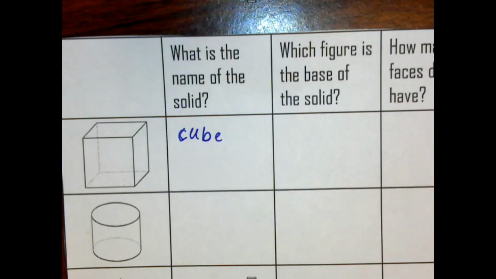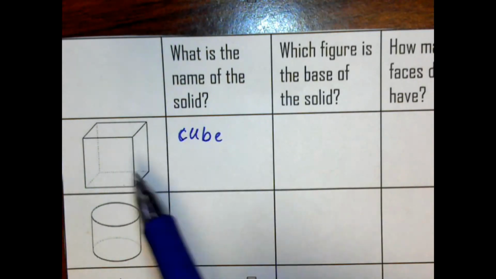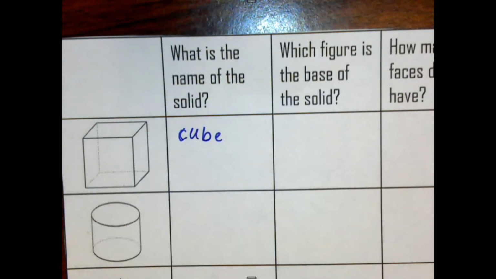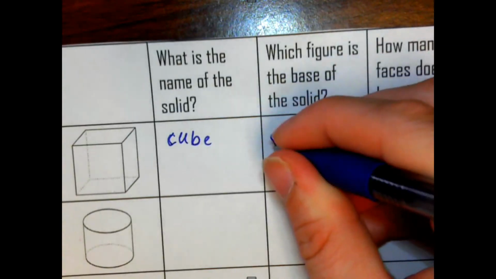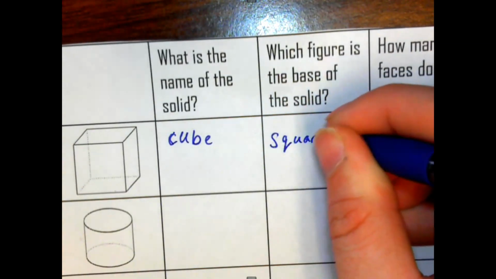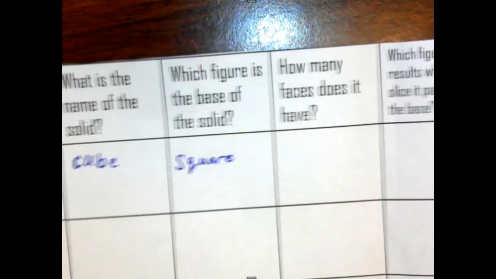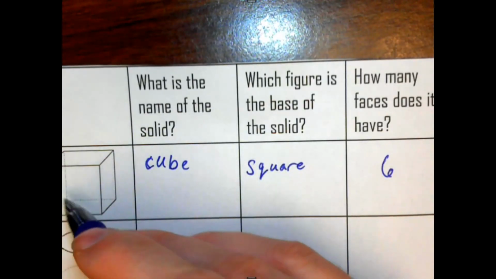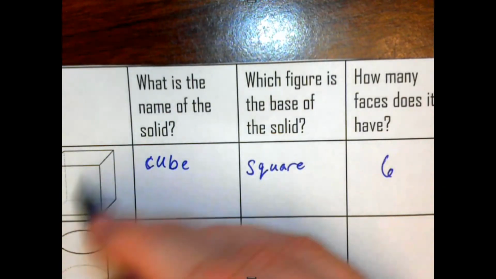A cube is a three-dimensional shape that has the same dimensions for its length, its width, and its height. So all three of those are the same. So like a perfectly square box. And so, of course, the figure that is the base of this solid is a square. A cube has 6 faces: 1, 2, 3, 4, 5, 6. So top, bottom, left, right, front, and back.